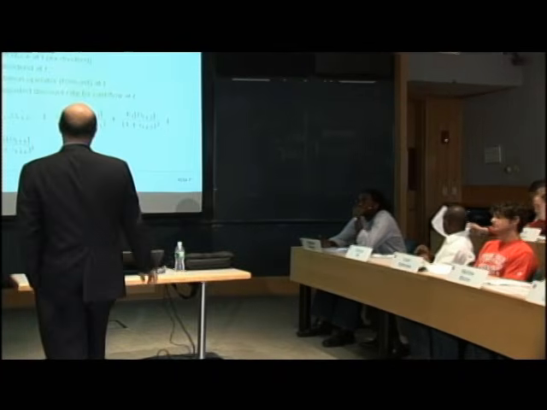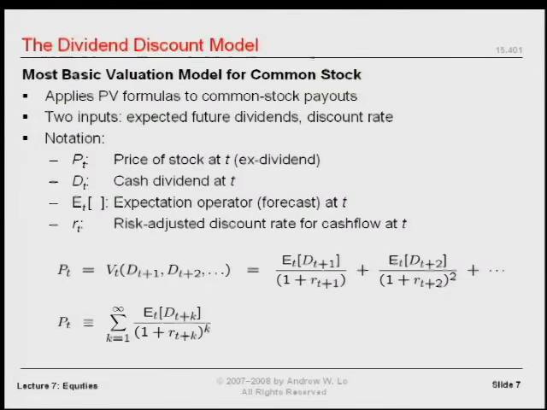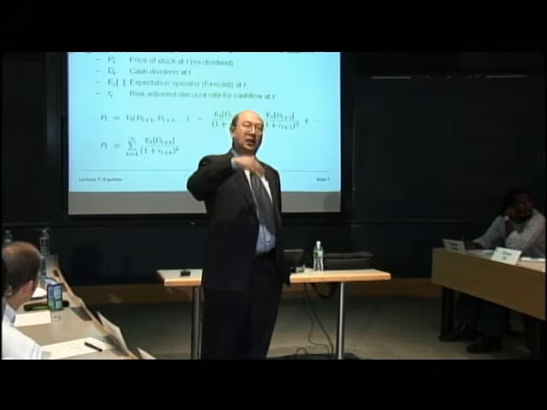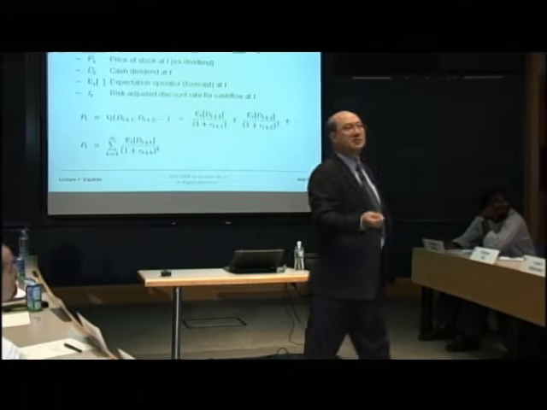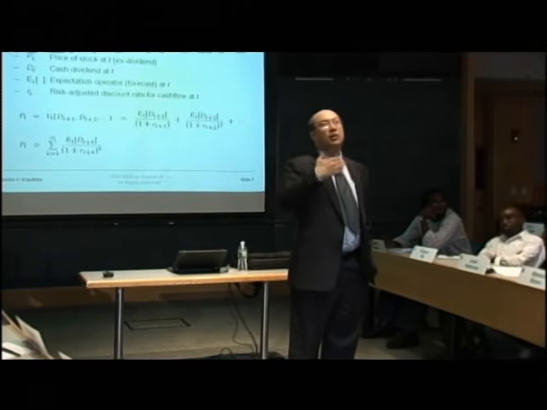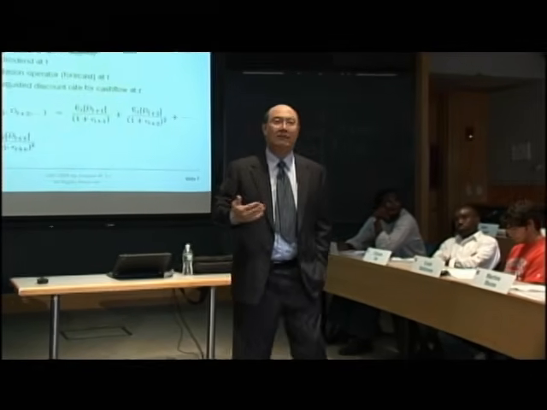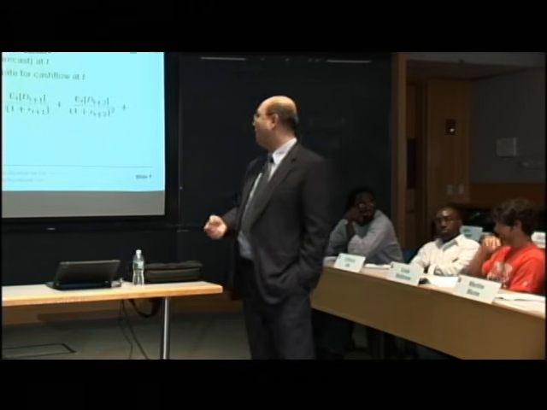And I'm going to let E_t be the expectation operator at time t. So now I'm going to explicitly recognize that these dividends are not known in advance. Unlike bonds, where you know the coupons in advance, I don't know the dividends in advance. So I'm going to have to guess. I'm going to have to make a forecast as to what they are.